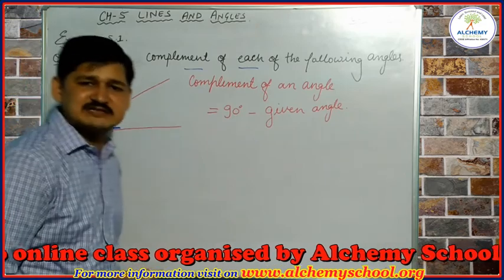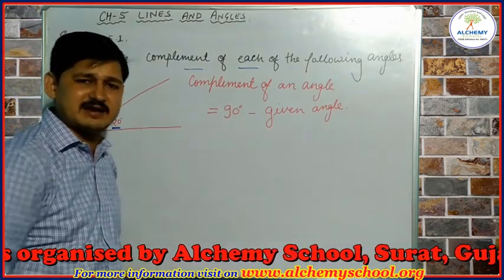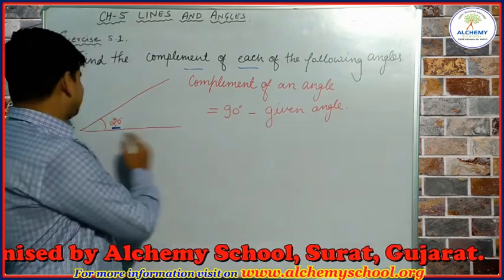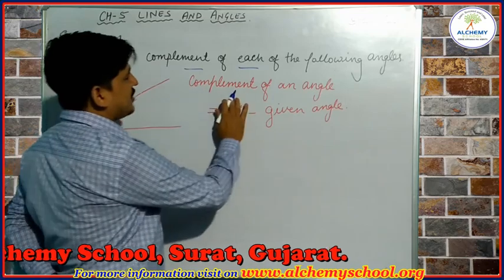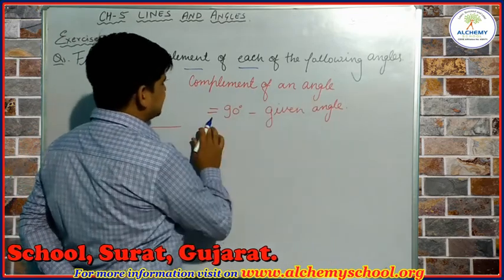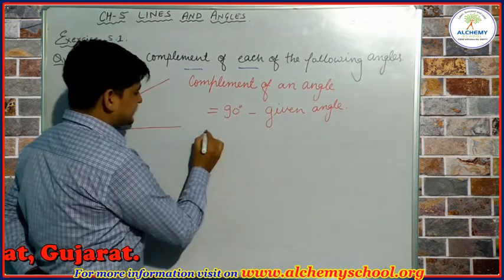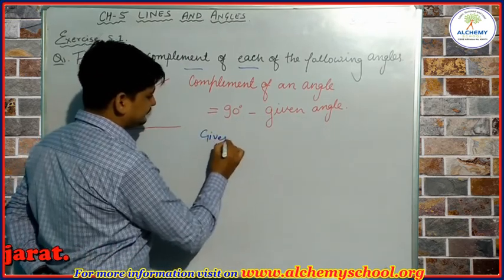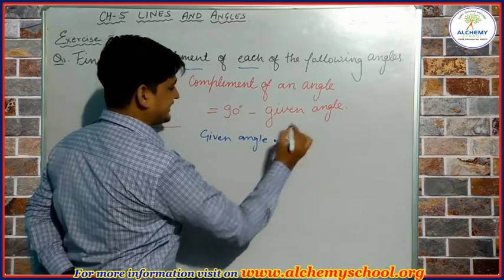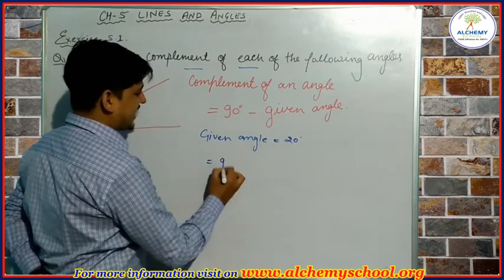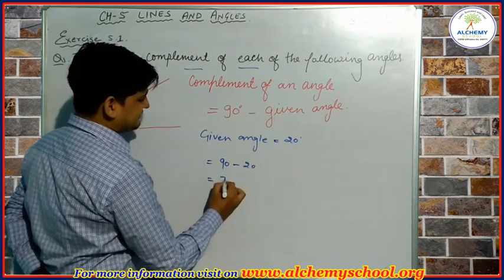We have already discussed in the introduction part how we can find the complement of a given angle. To find the complement of a given angle, we can apply the formula: complement of an angle is equal to 90 degrees minus the given angle. What is the given angle here? The given angle is equal to 20 degrees. Simply we have to subtract 20 degrees from 90 degrees. So we get 70 degrees.